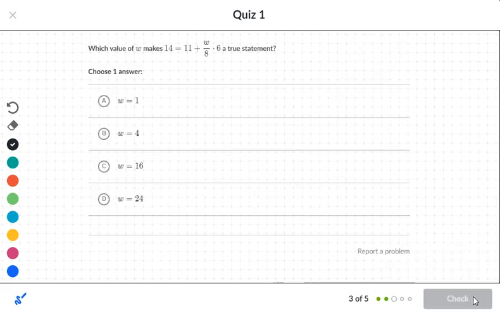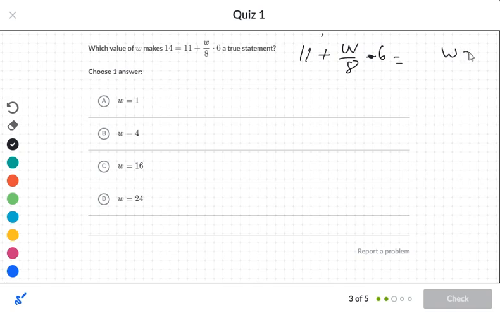Okay, next we want to figure out which one is true. So we got 14 is equal to 11 plus W over 8 times 6. Let me write this way. We're going to say 11 plus W over 8 times 6. So we're working with 11 plus W over 8 times 6.